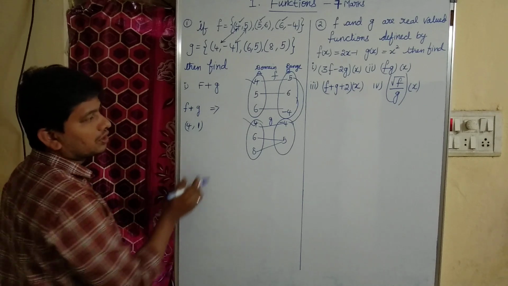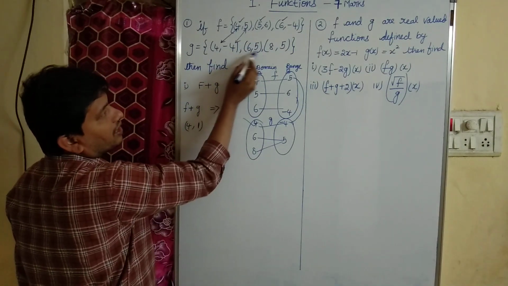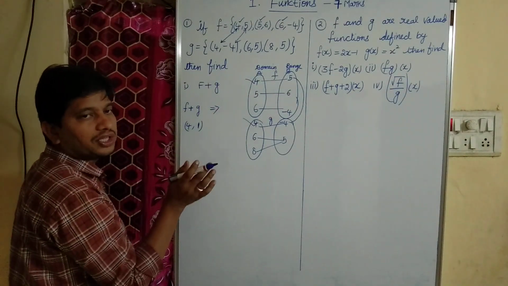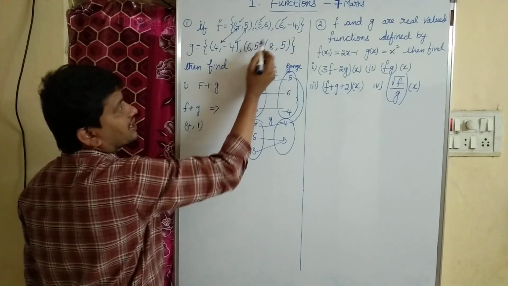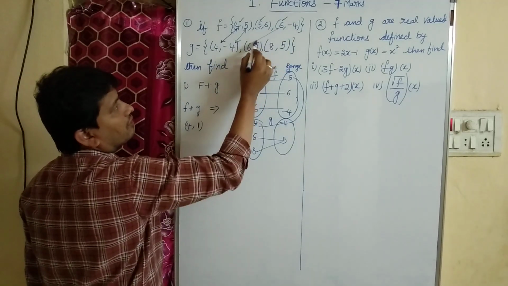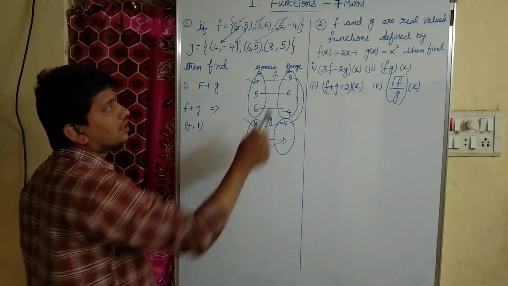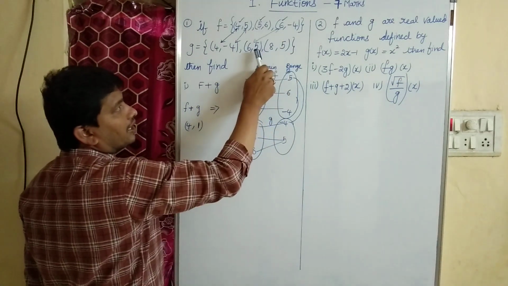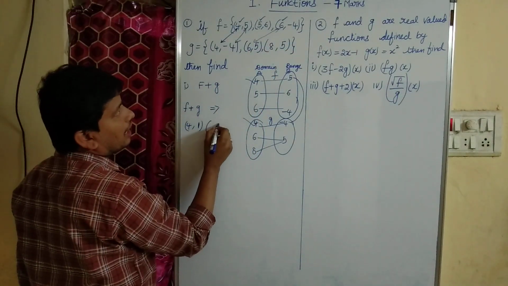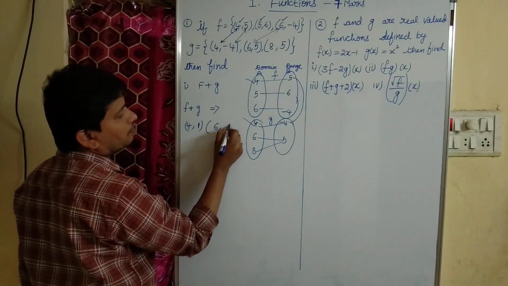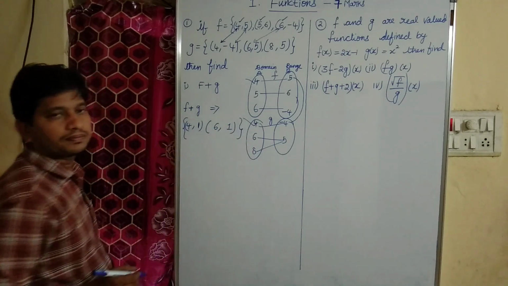Now coming to here, domain 5 is there, but there is no domain 5 in g. So we can't do anything. Now coming to the third one, here domain 6, here also domain 6. If the domains are same, then we need to add its ranges. That is here -4 and here plus 5. Minus 4 plus 5, 6 as it is, -4 plus 5 is equal to 1. So this is our f plus g.